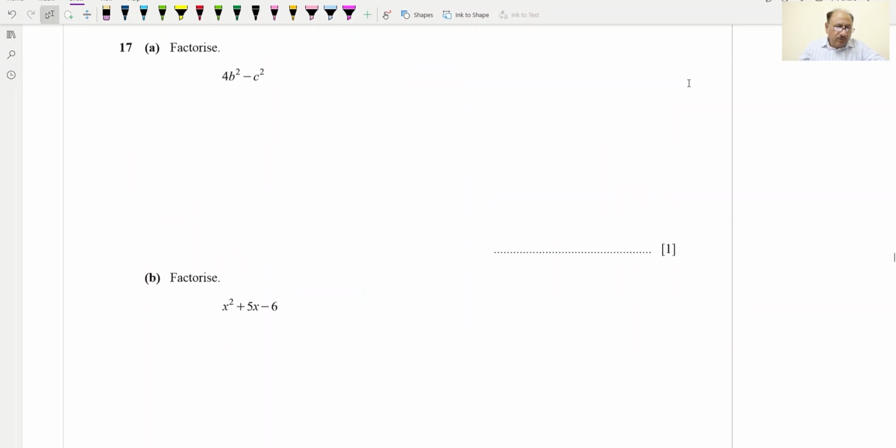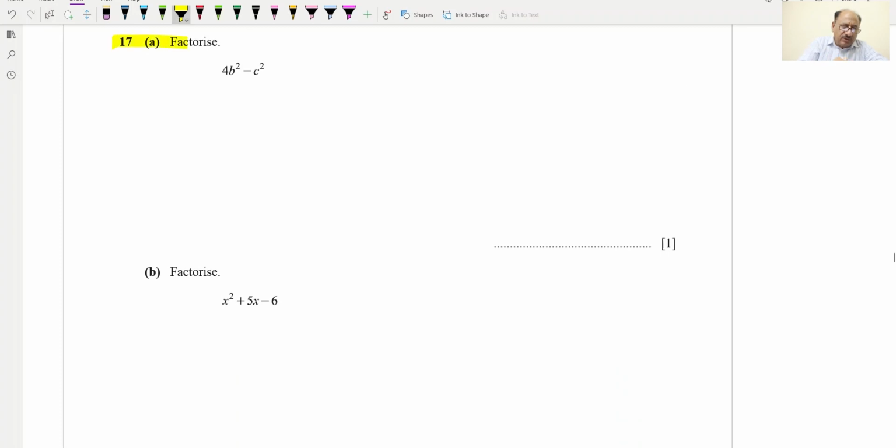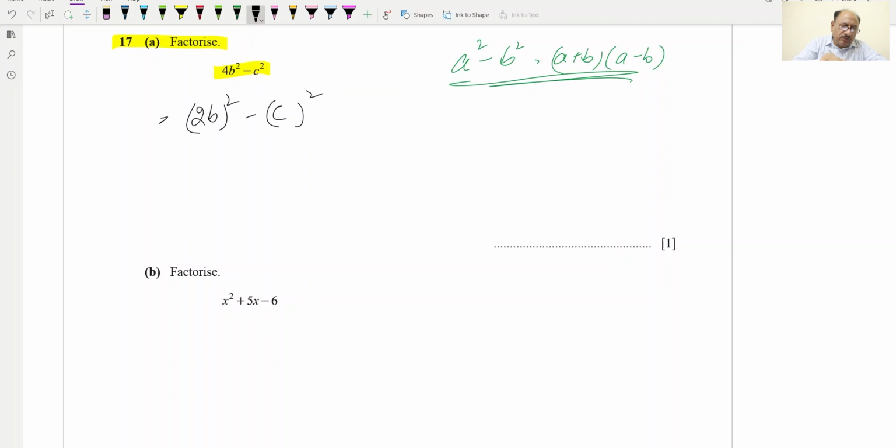That was a 1-mark question. Now question number 17, we have to factorize this algebraic expression. We can rewrite it as 2b squared minus c squared like this, and the formula which we can use is a squared minus b squared is equal to a plus b into a minus b. Applying this formula, our a is 2b, so we get 2b plus c and 2b minus c, and this will be the answer which we can provide over here at the proper place.